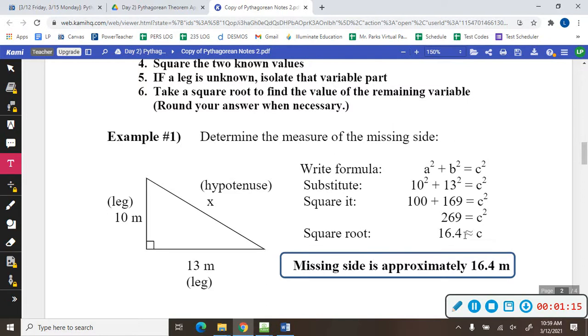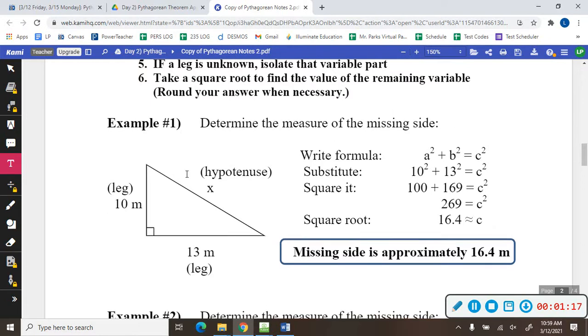When you get your answer, you should be asking yourself, does that make sense? Your answer should be bigger than 13. Your hypotenuse is always the longest side. So if you got an answer less than 13, that makes no sense. If you got something that was a little bit high, like, I've seen kids say the answer is 269, that makes no sense, because the other sides are only 10 and 13. And then of course, don't forget your units. This one's meters.